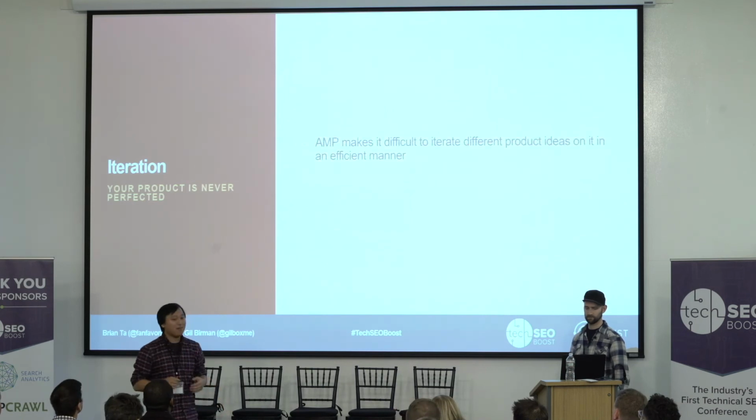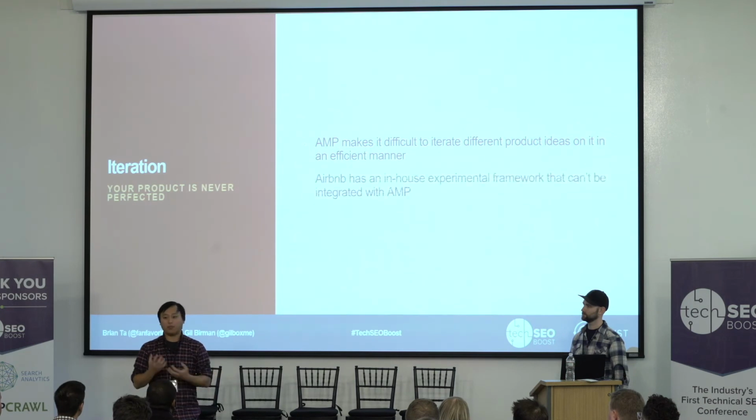Another thing is AMP makes it very difficult for you to quickly iterate on the product. I think every company says that experimentation is key, but at Airbnb, this is especially so. And with AMP, since it lives on another domain, we can't drop cookies, we can't bucket users correctly, we cannot adequately experiment as much as we want to.